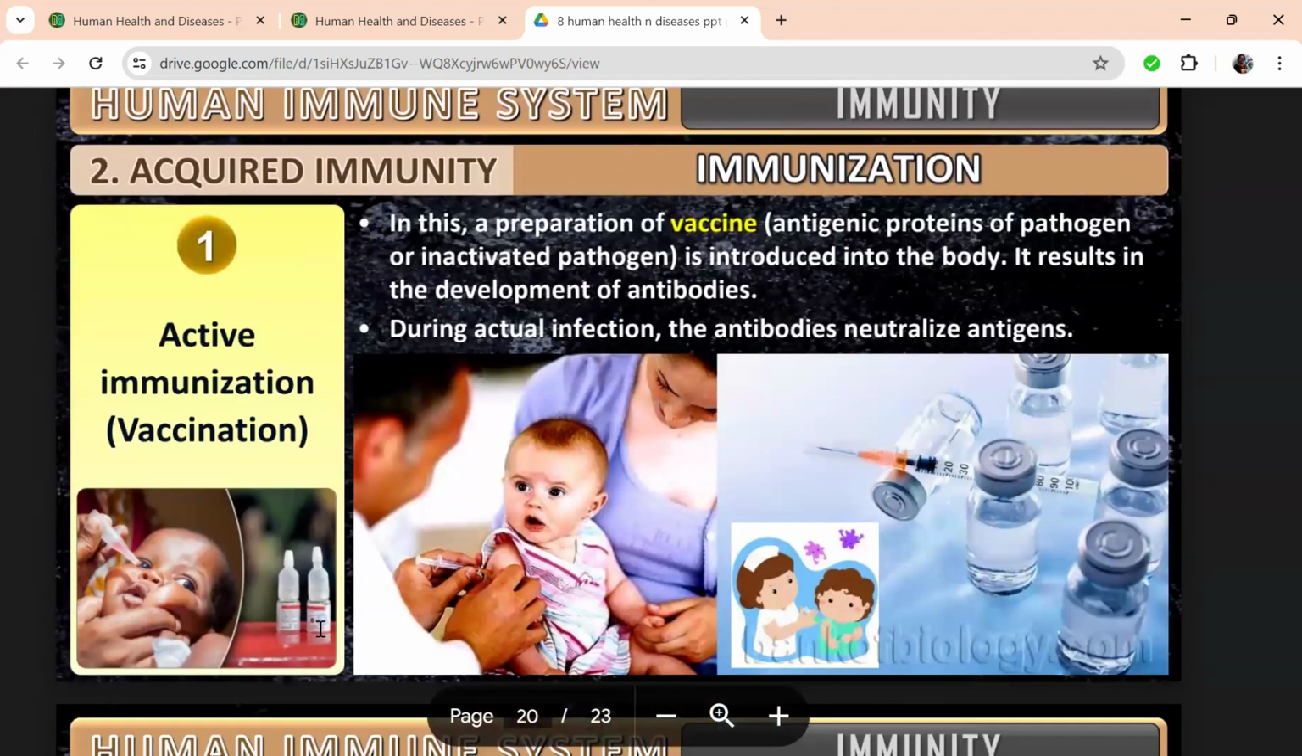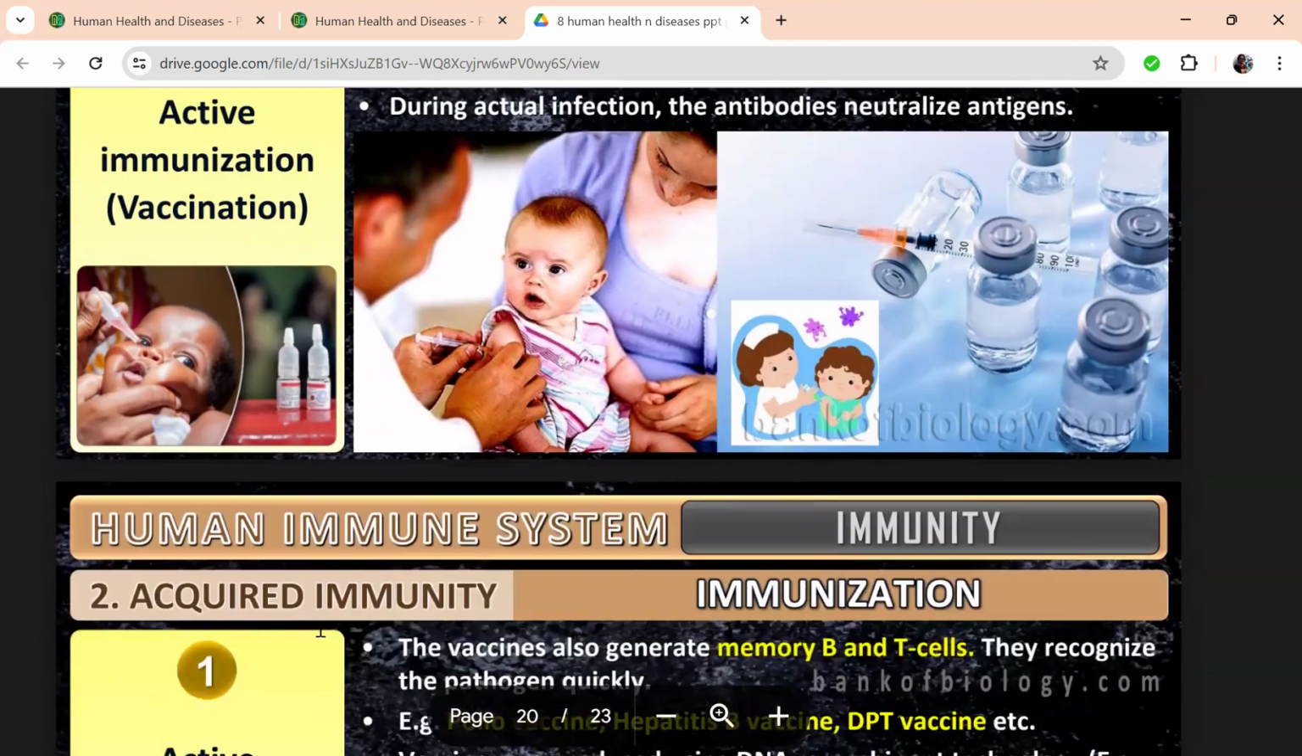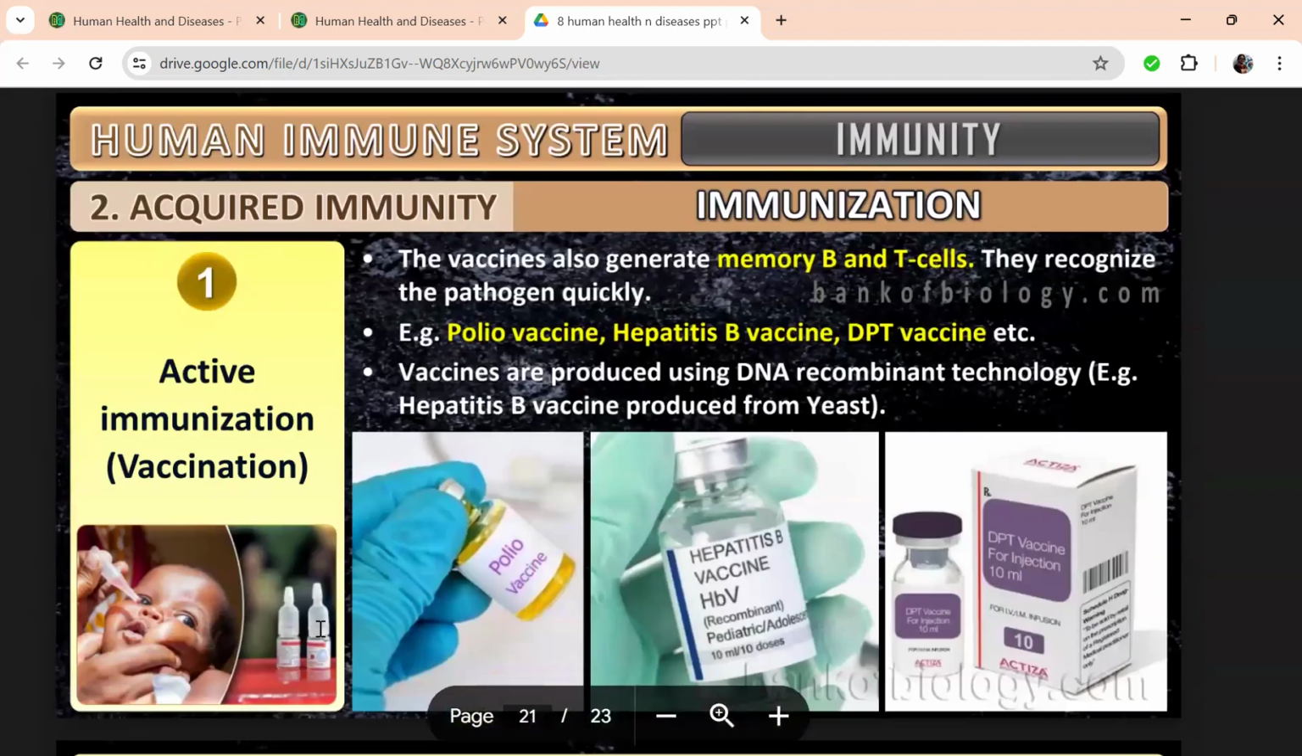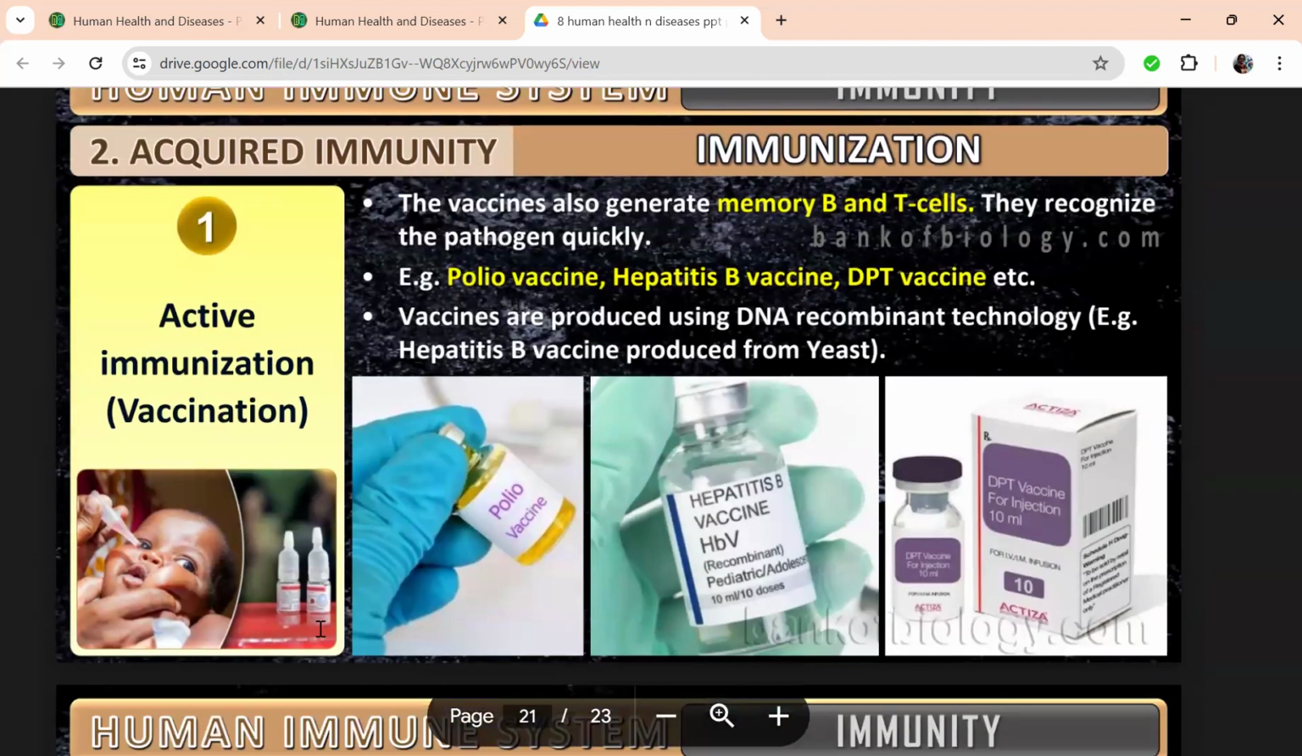Acquired immunization, a preparation of vaccine, as I was telling you, is a preparation of vaccine which is introduced into the body. It results in development of antibodies inside the body. Inside the child's body, the antibodies are being produced. During actual infection, the antibodies neutralize the antigen. Okay, this is active immunization. And in passive immunization, what is happening?